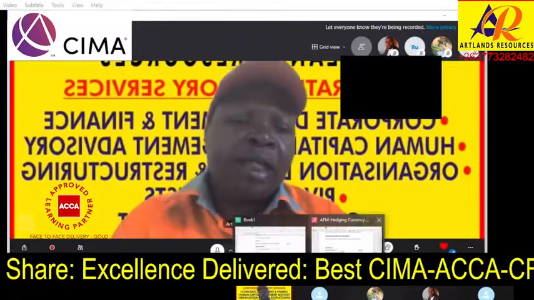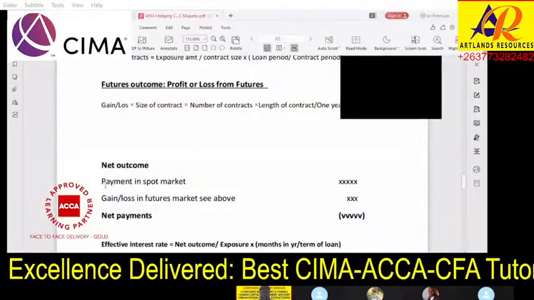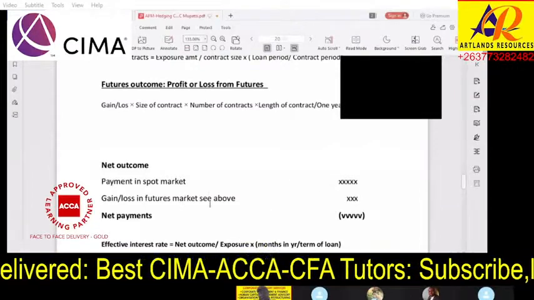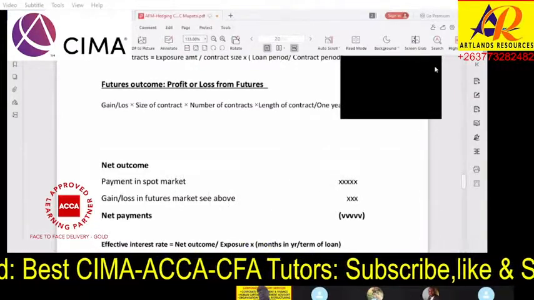You shall see how it works. I just want you to understand this part. No wonder why we say payment on the spot market. You still go to the spot, but you adjust it with gain or loss from the futures.